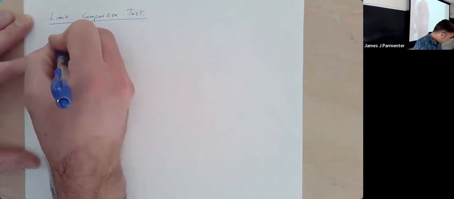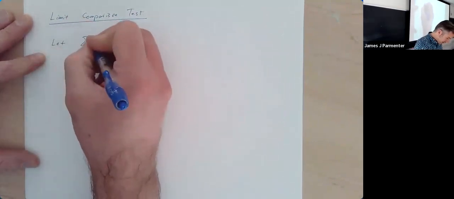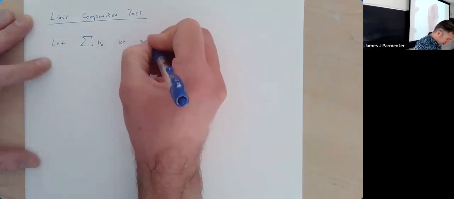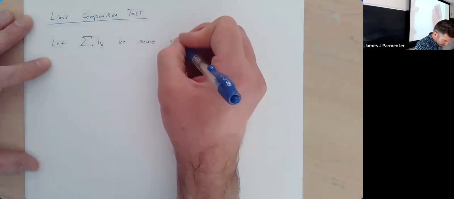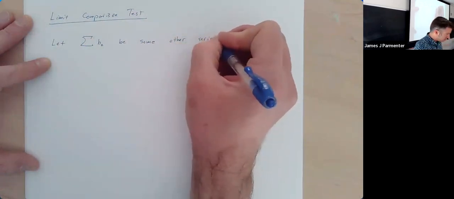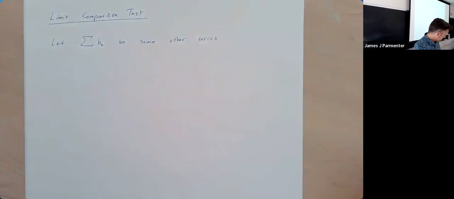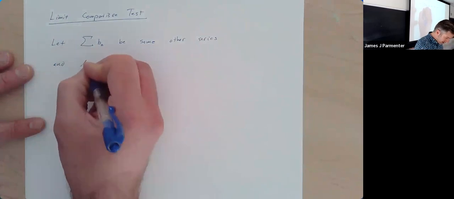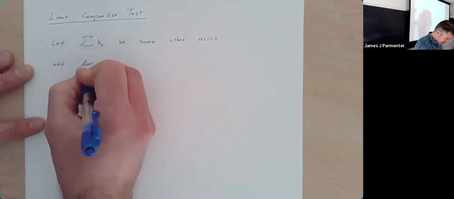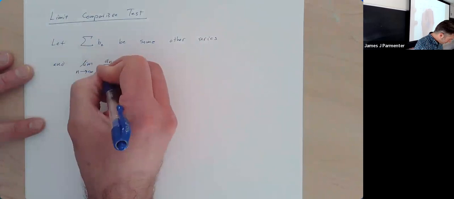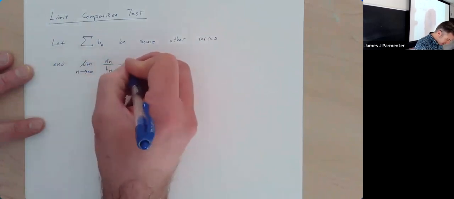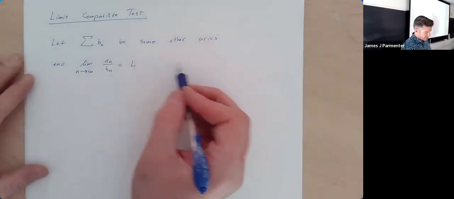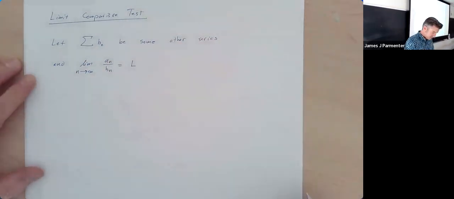We're going to let the sum of b sub n be some other series. When I say other series, I mean not the one whose convergence we are trying to determine. And also, the limit as n goes to infinity of a sub n over b sub n is equal to some limit L. I'm going to leave myself a little room next. I'm going to say something after this, but we'll come back to that in a minute.